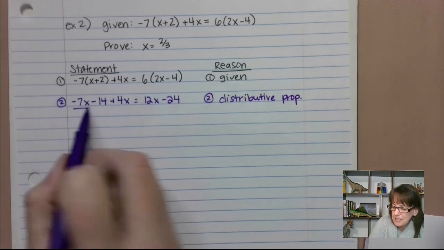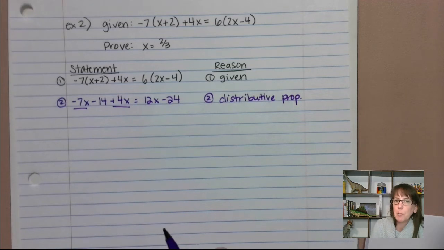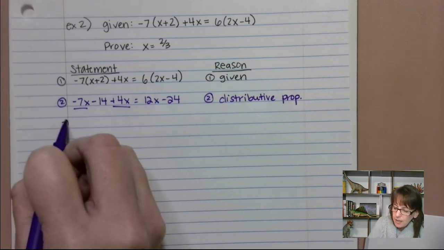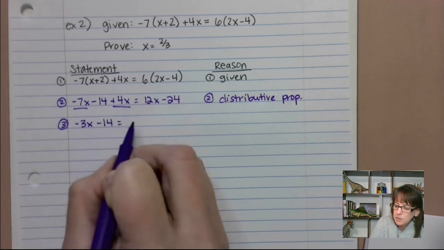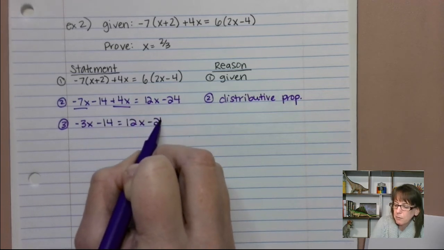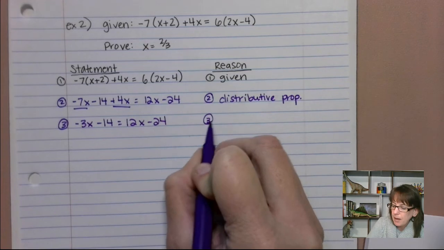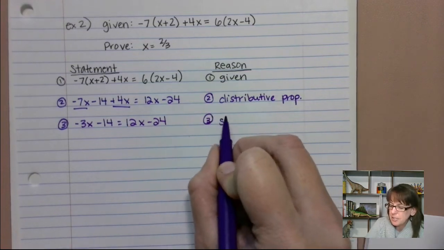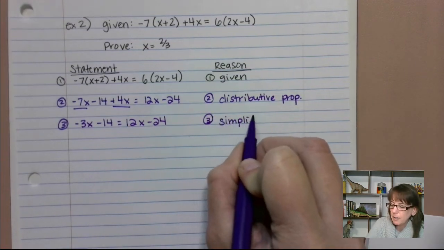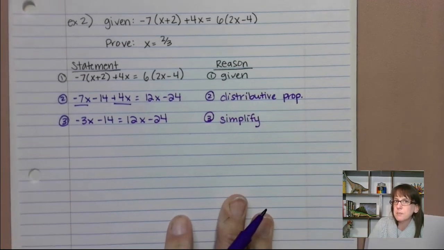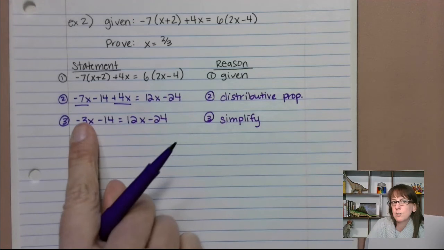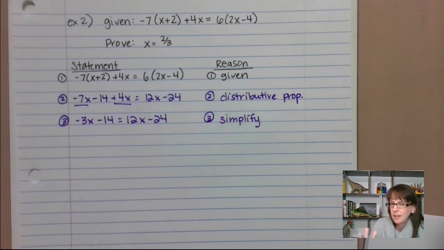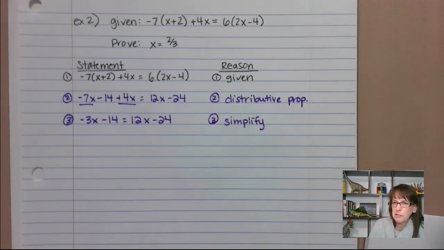Okay. So the next part that we would want to do is combine some like terms. I see a negative 7x and a positive 4x here. So that would be negative 3x minus 14 equals 12x minus 24. Now, I'm okay with simplify. Double check with your teacher. So simplify. Sometimes some teachers call it the substitution property because we're actually substituting that in for this. But I think simplify works best.